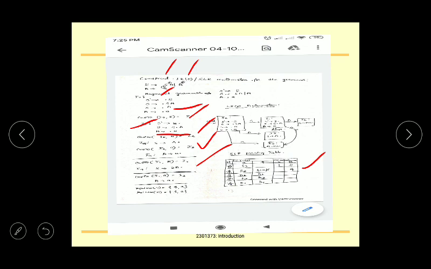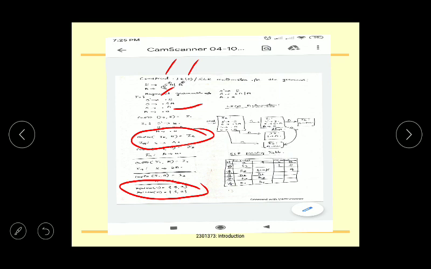Then coming to I2. I2 is here. I2 is having an item S gives A dot. A dot means dot is at the end. If dot is at the end, then the action is to reduce. If the action is reduce, you have to find out follow of non-terminals. We have two non-terminals here, S and A. So follow of S and follow of A.